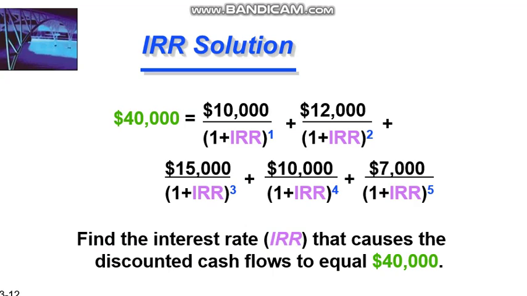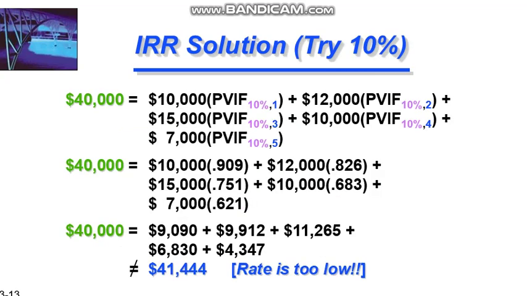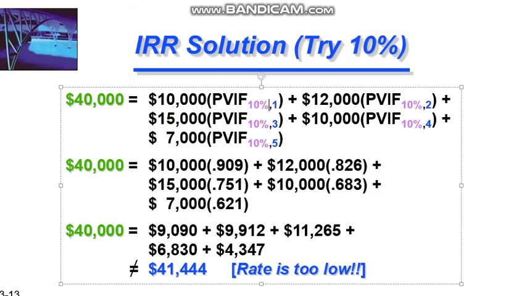For the previous example, our initial cash outflow was 40,000, and we took the yearly 5-year inflows, 10,000, 12,000 and so on, and put them in the formula. First we try 10%. We use the present value interest factor at 10% for year 1 for the 10,000 and so on. We calculate, and at 10% we got 41,444. The rate is too low.